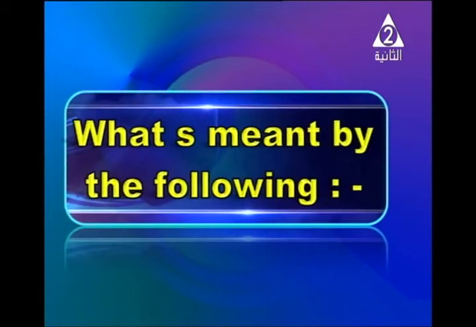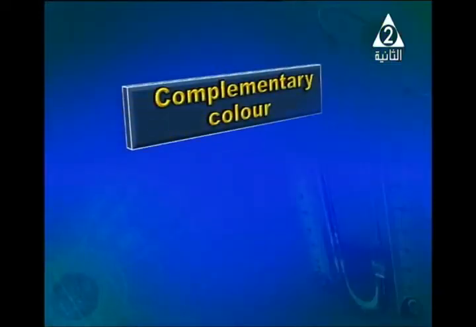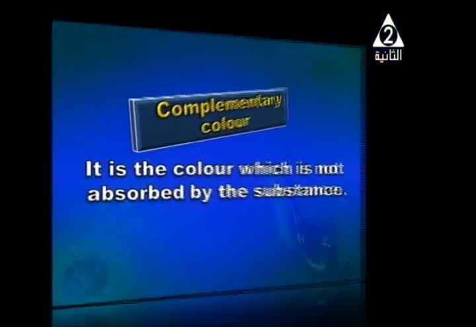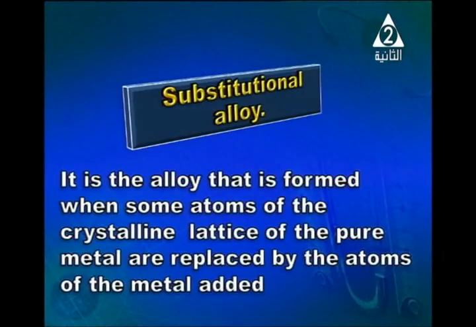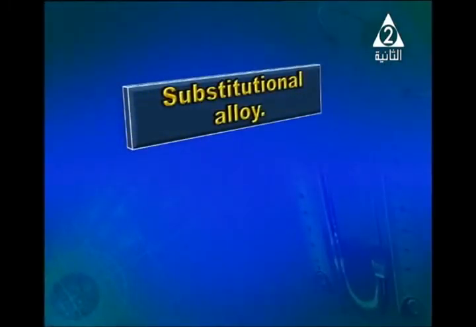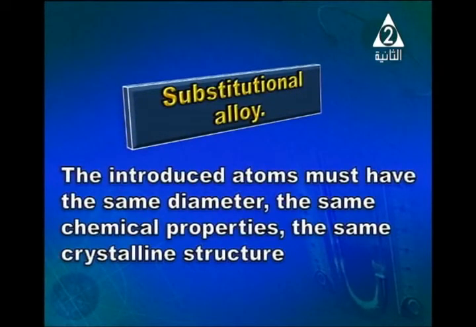What is meant by the following? Complementary color: it is the color which is not absorbed by the substance. Substitutional alloy: it is the alloy that is formed when some atoms of the crystalline lattice of the pure metal are replaced by the atoms of the metal added. The introduced atom must have the same diameter, the same chemical properties, and the same crystalline structure.